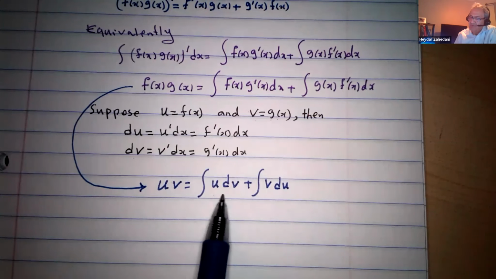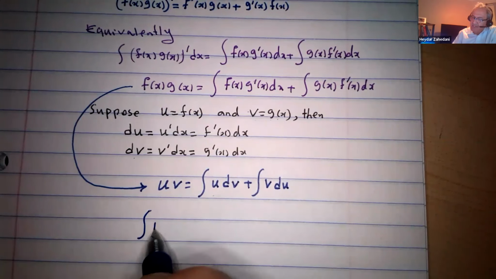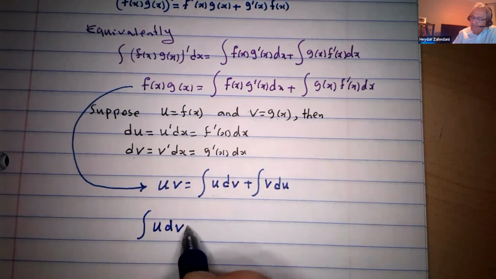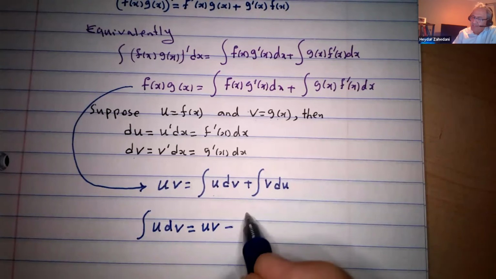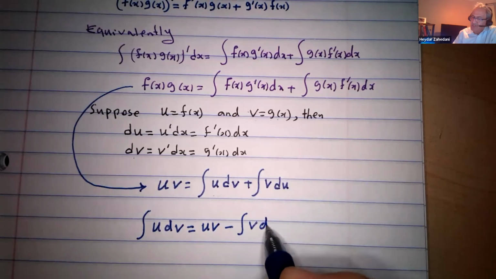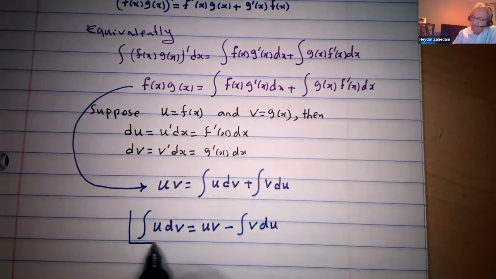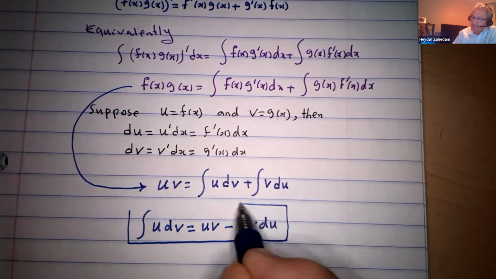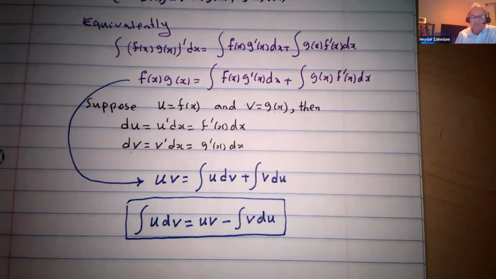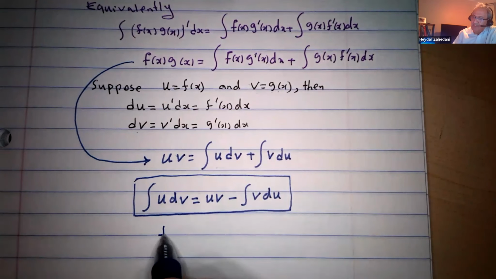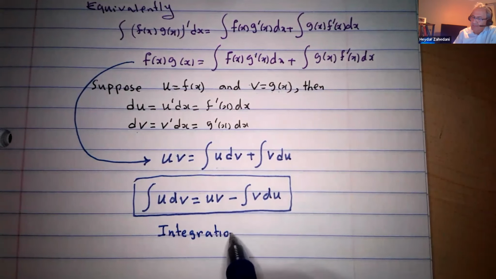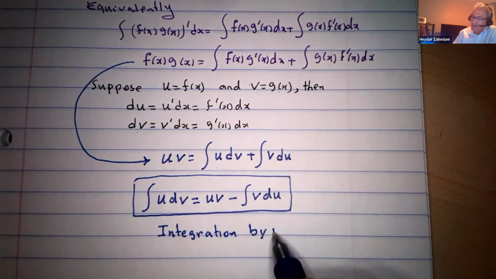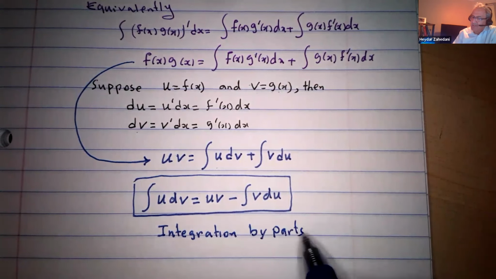So we are going to solve for one of these. We rewrite it, and I arrive at the integral of u dv is equal to u times v minus the integral of v du, the differential of u. You see this formula? This formula is called the integration by parts formula.